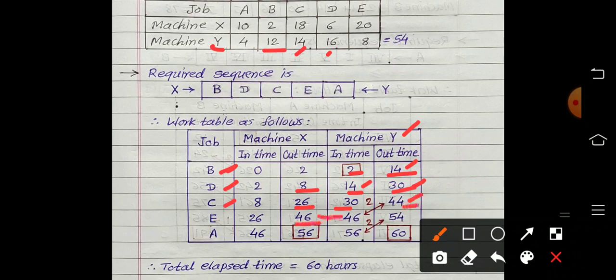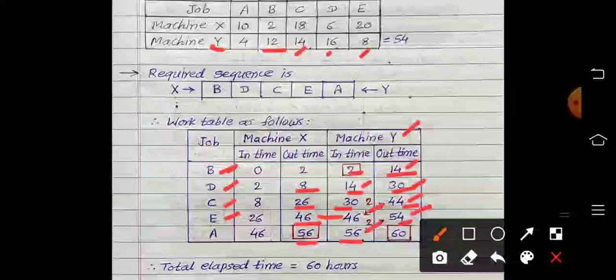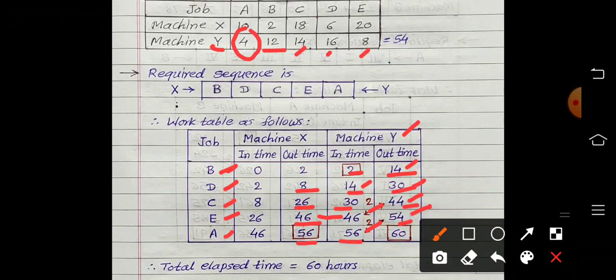Clear? For the E job, what is the time required for machine Y? That is 8 hours. So 46 plus 8, that is 54 hours. So 54 and 56, which is the greater number? So 56. We do not enter 54. So here the difference is 2 and here the difference is also 2. So we enter the 56, and the last job A requires 4 hours on machine Y.